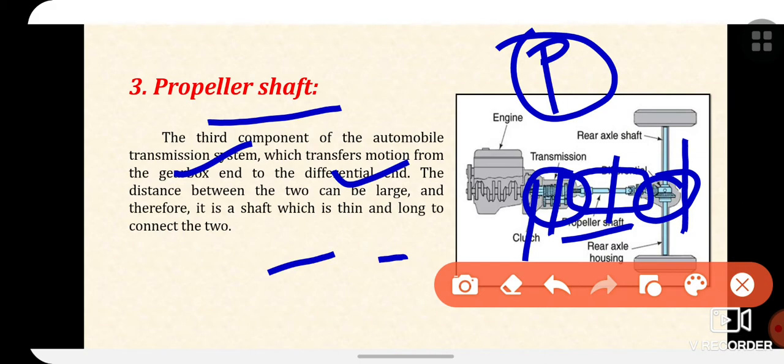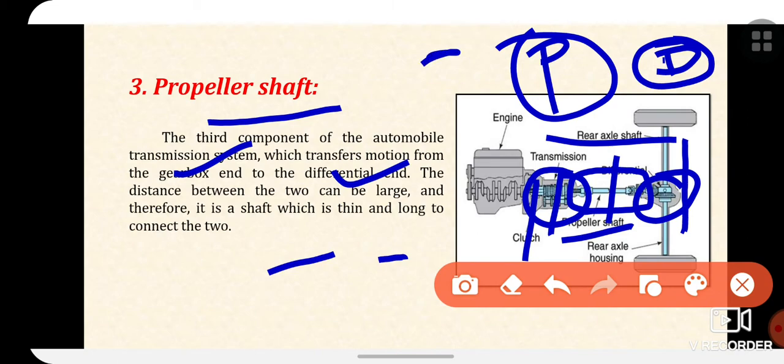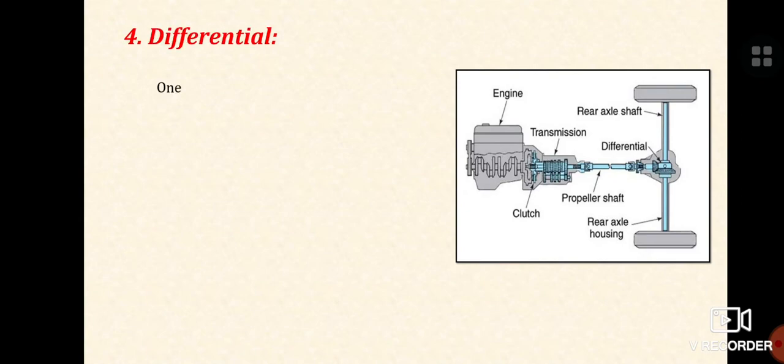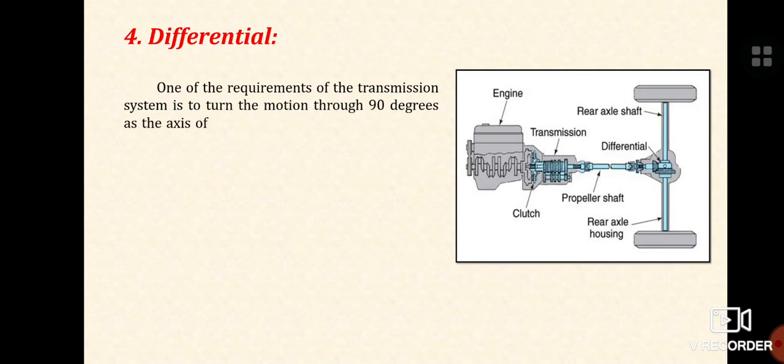The distance between the differential end and the gearbox end can be large, and therefore it is a shaft which is thinner and longer to connect the two components. The propeller shaft connects the differential gearbox and the transmission system, or the gearbox. So it is connecting the two. The next component we will discuss is the differential. As we have discussed the differential gearbox, it plays a very important role. We will discuss its function.